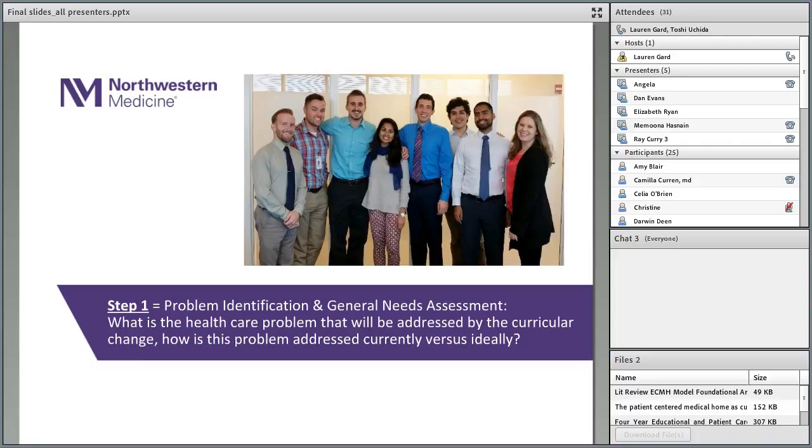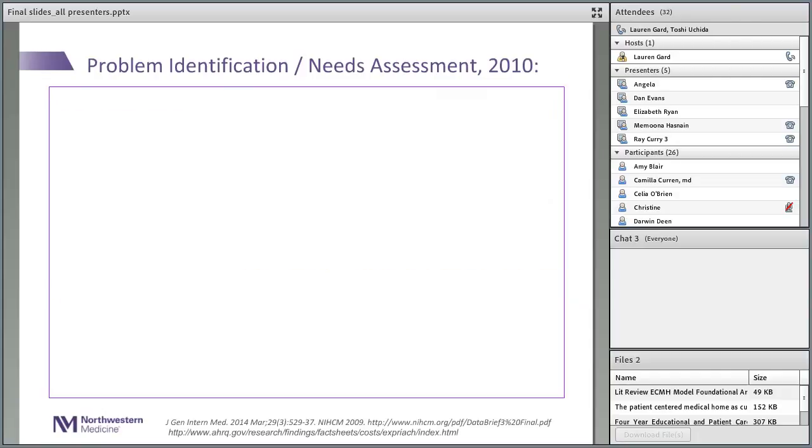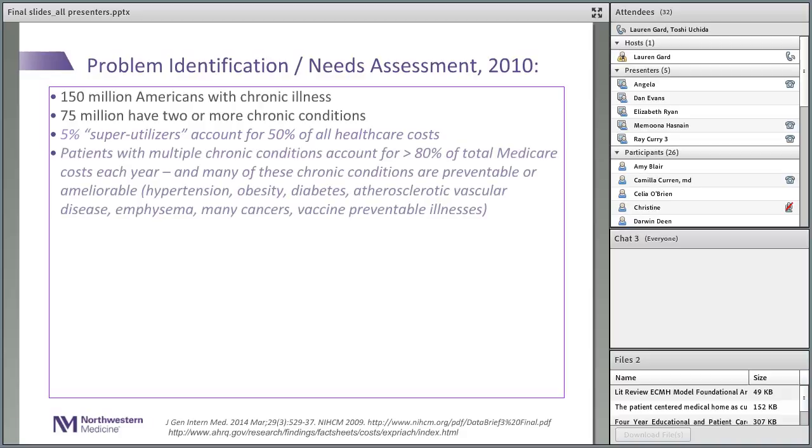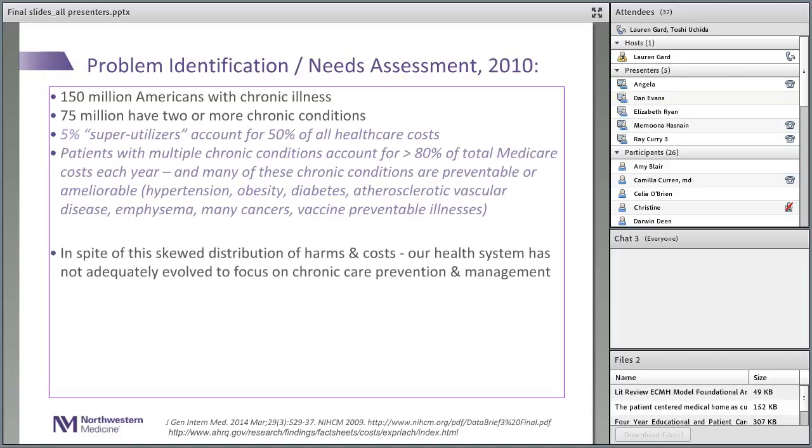So back in 2010, what was the healthcare problem that we were trying to address when we first proposed creating the ECMH? I think the number one thing is addressing a chronic care crisis in America. As of right now, we've got 150 million Americans with chronic illness, half of them with multiple chronic conditions. The knowledge that 5% of the superutilizers account for 50% of all healthcare costs. The knowledge that 80% of all Medicare costs every year are spent on chronic care management.